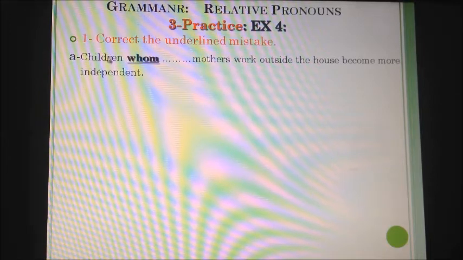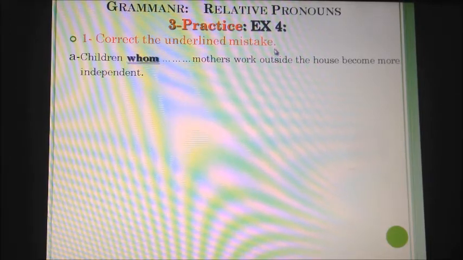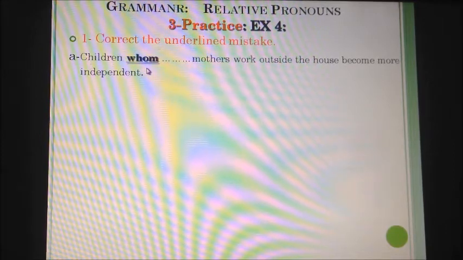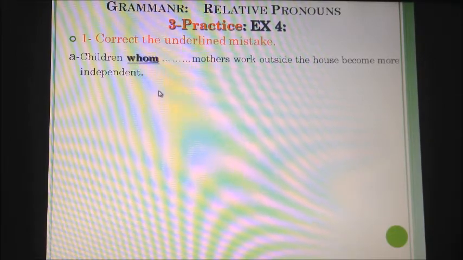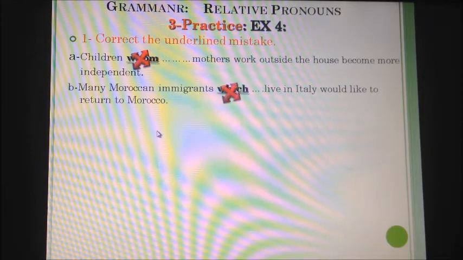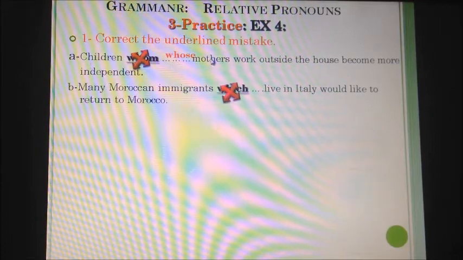Exercise number 4. These are exercises you would expect in the bac exam. The first exercise is to correct the underlined mistake. You have a relative pronoun which is not correct. You have to correct it. So: students whose mothers work outside the house become more independent. So as you can see, it's not correct. The correct answer is the children whose mothers, it's mothers of these children, their mothers, right?